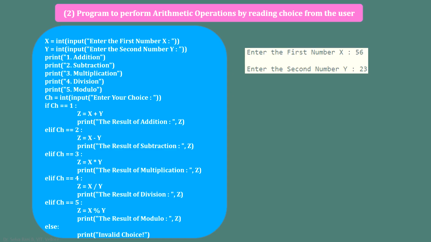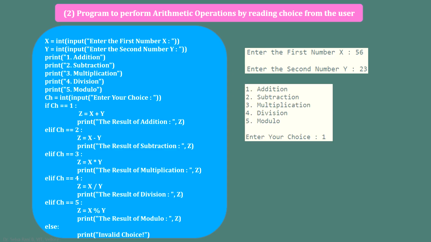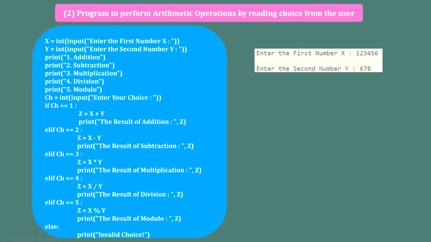Let us assume that the first number given by the user, x, is 56 and the second number y is 23. And let's display the choice from 1 to 5. And let us assume that the choice given by the user is 1. It means we need to perform addition. Now, the numbers x and y are added together and the result is displayed on the screen and the interpreter will come out of the if-elif ladder.